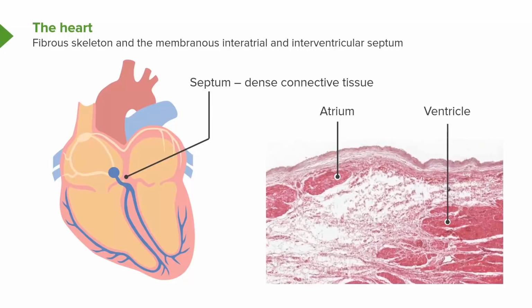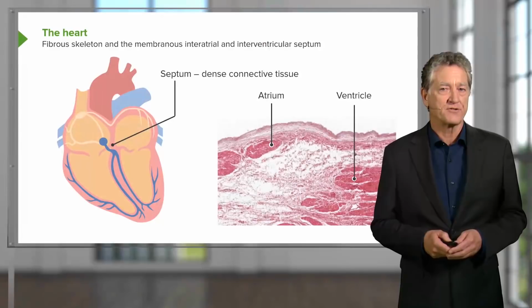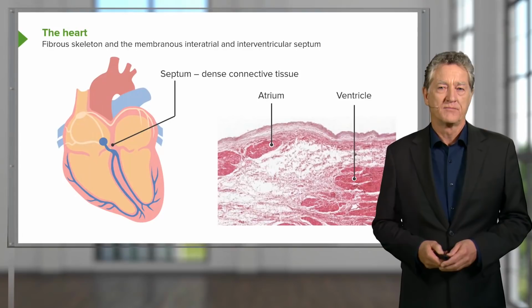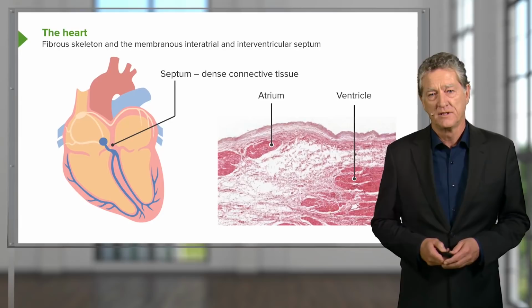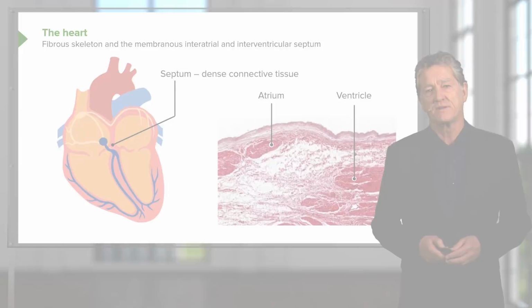And that's very important because that stops the wave of impulse, and therefore the wave of contraction, going directly from the atrium muscle to the ventricle muscle. So it allows a delay. And of course, that delay is very important between the filling of the ventricle and the contraction of the atrium. So it's really an electrical isolation sort of tissue there.